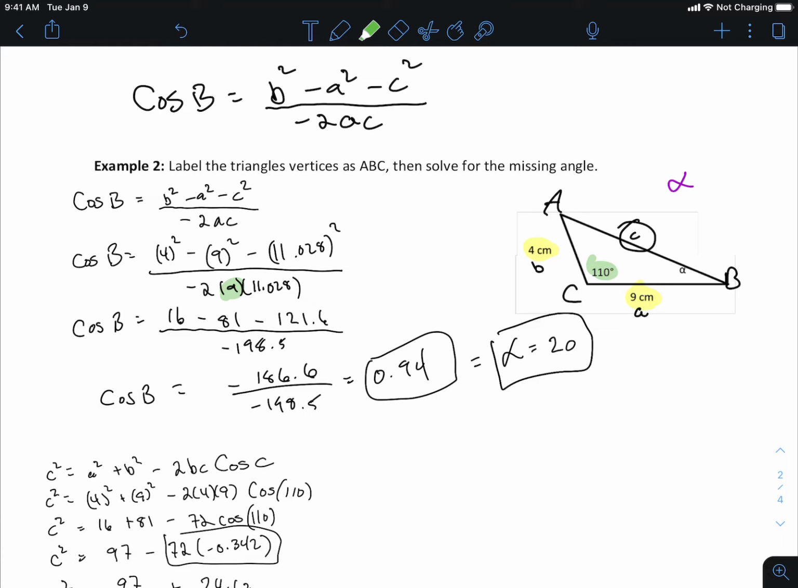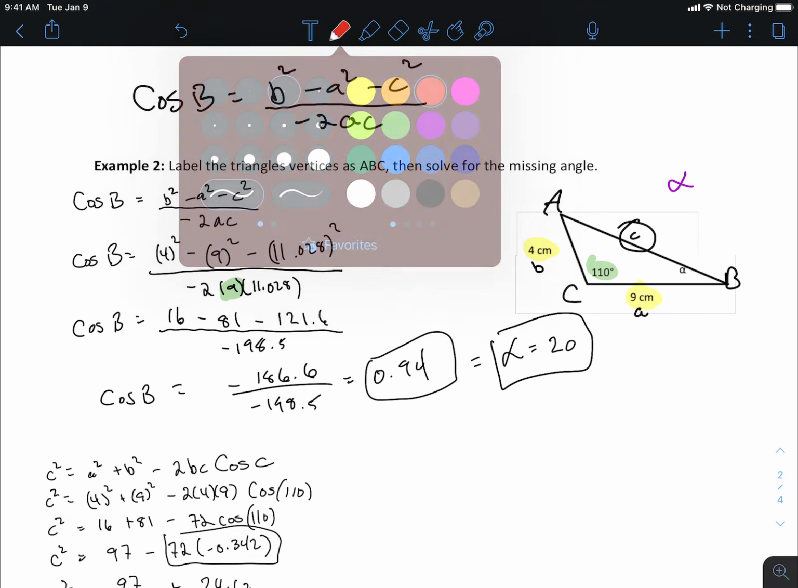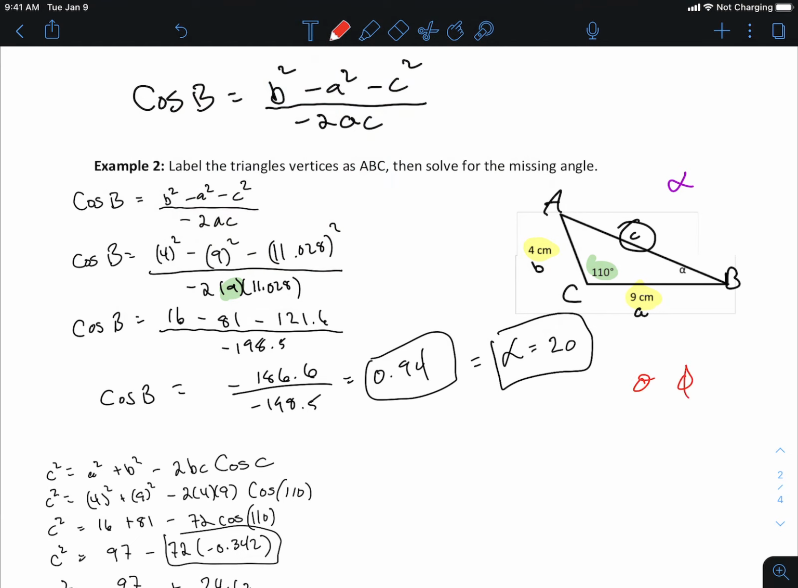So after you got your 0.94, you found that in the table? On the table, yes, underneath the cosine column. And that little symbol is the angle? That's alpha, yeah. So you remember we talked about how all these different angles, you can have theta, phi, alpha, beta, a whole bunch of them. They're all just angles.